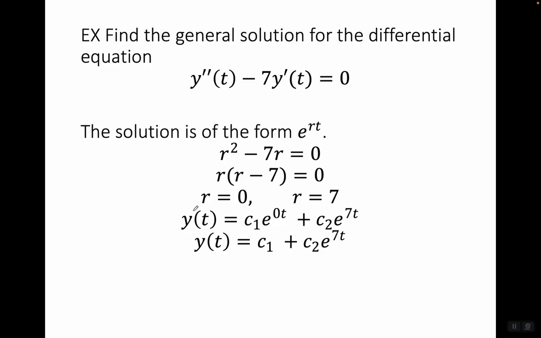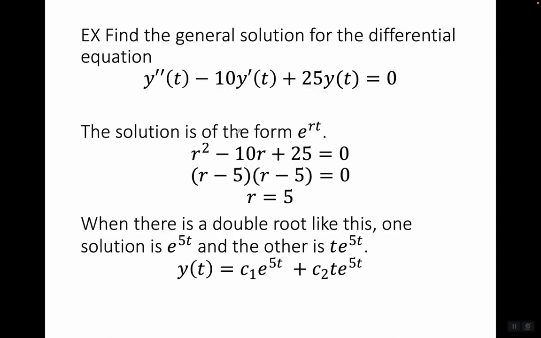Find the general solution for the differential equation y double prime of t minus 7y prime of t equals 0. Again, our solution is going to be of the form e to the rt, so we're just going to jump straight to the equation r squared minus 7r equals 0. Factoring that, r times r minus 7 equals 0, so r equals 0 or r equals 7. So our solution is y of t equals c1 e to the 0t plus c2 e to the 7t. e to the 0t is just 1, so y of t equals c1 plus c2 e to the 7t.